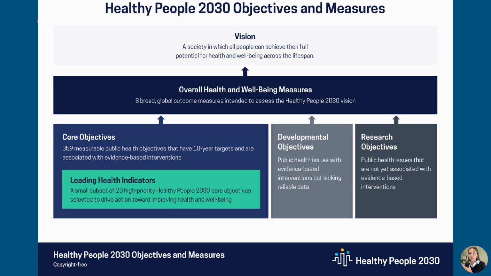And then there are these research objectives. So public health issues that are not yet really associated with evidence-based intervention. So we need more research in these areas to develop those interventions.